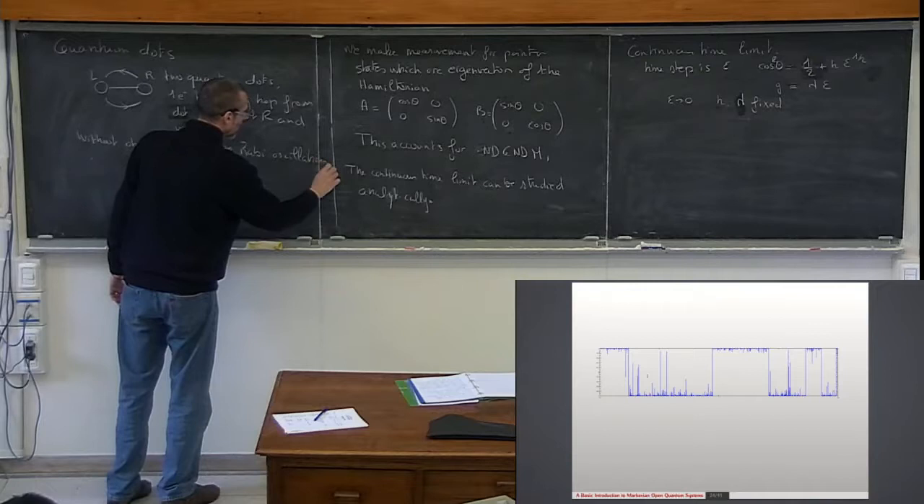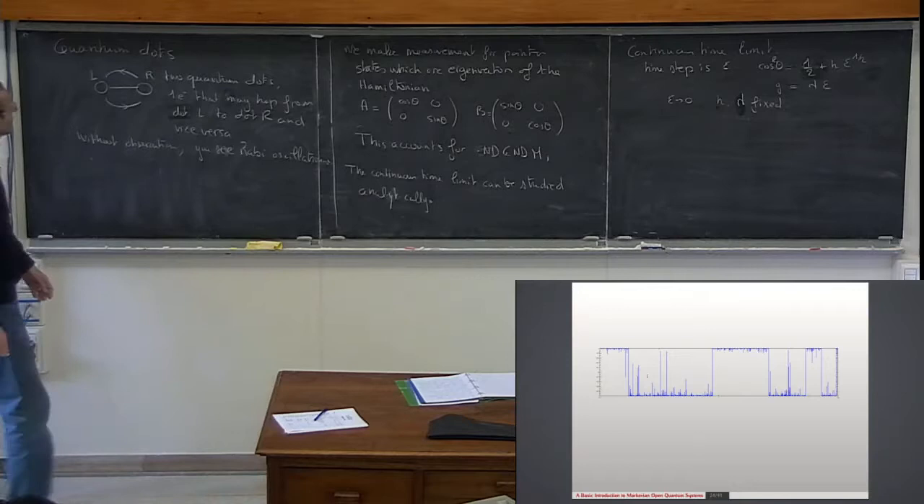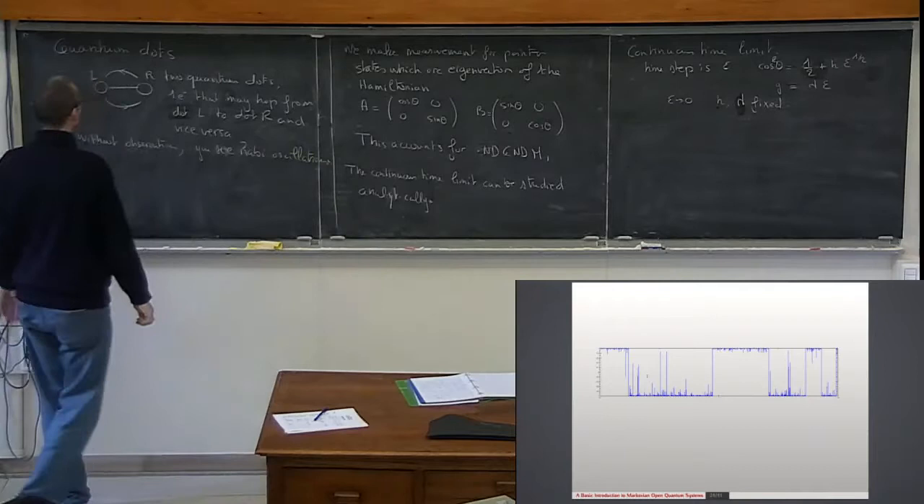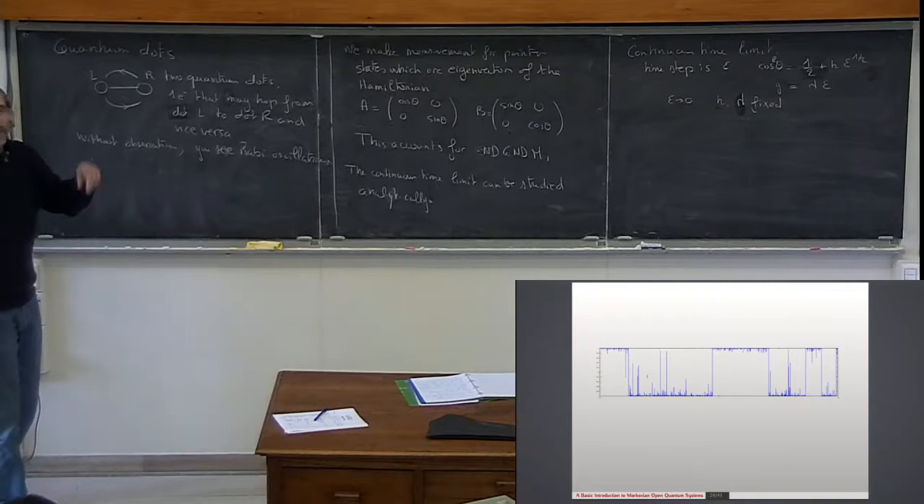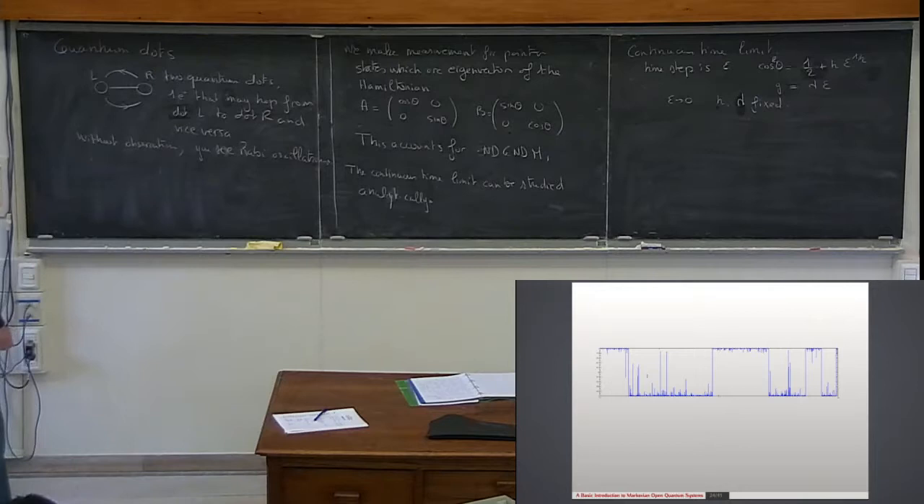Okay. Which means that basically, if you look at the probability to see the electron on one side, it will just be a periodic function of time. And I guess you know that at least as well as I know. Now, what happens with observations?